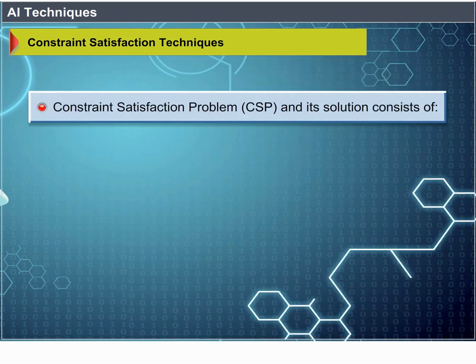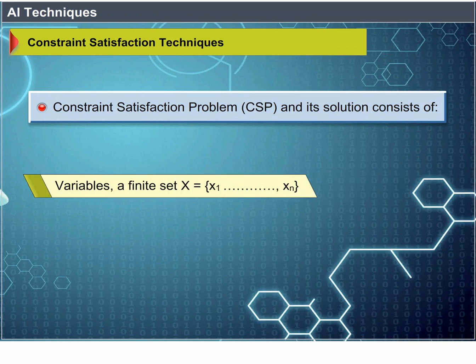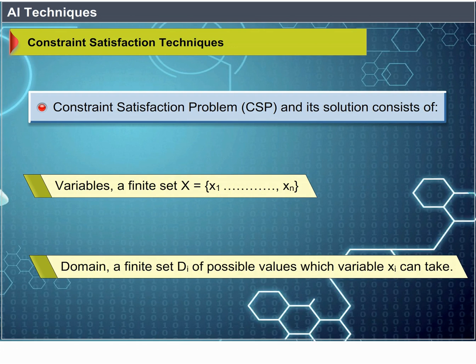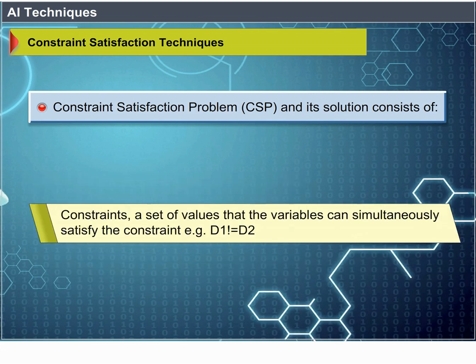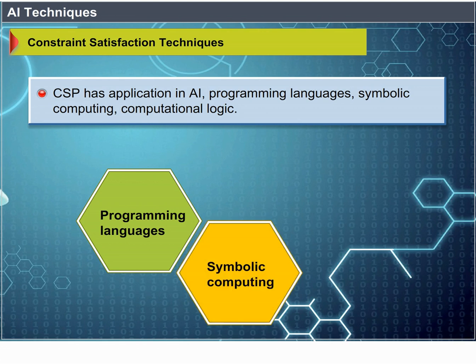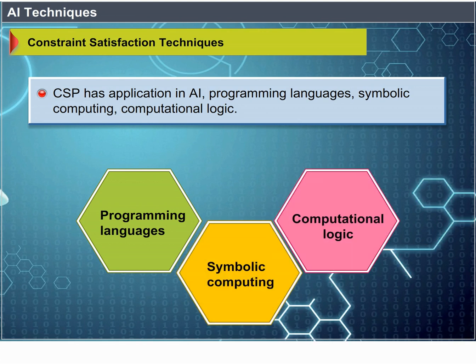A constraint satisfaction problem (CSP) and its solution consist of variables, a finite set X equal to x1 up to xn; a domain, a definite set Di of possible values which variable xi can take; and constraints, a set of values that variables can simultaneously satisfy. Example: d1 not equal to d2. CSP has application in AI, programming languages, symbolic computing, and computational logic.